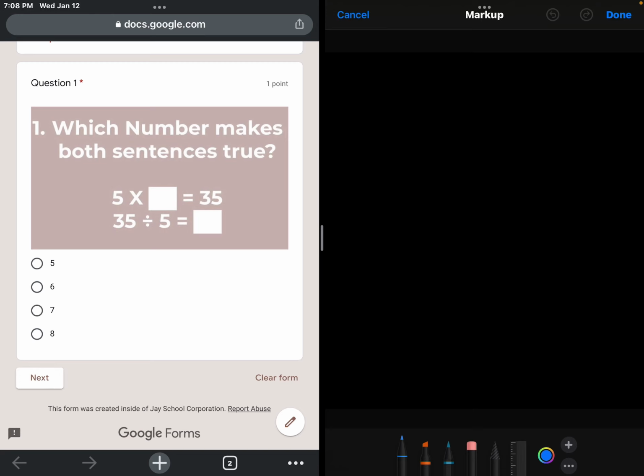Number one said, which number makes both sentences true? Okay, so 5 times a number equals 35, and 35 divided by 5 equals what number? All right, well, if I were you, you could look at this a few ways, okay? 5 times, plug all those numbers in and see if it works. 5 times 5, does that equal 35? No, 5 times 5 is 25. 5 times 6, what is that? That's 30. 5 times 7, what is that? Oh, look at that. That would be 35. 5 times 7 equals 35. Now, if I didn't understand how to do that, well, then I would say 7 is my answer, right?